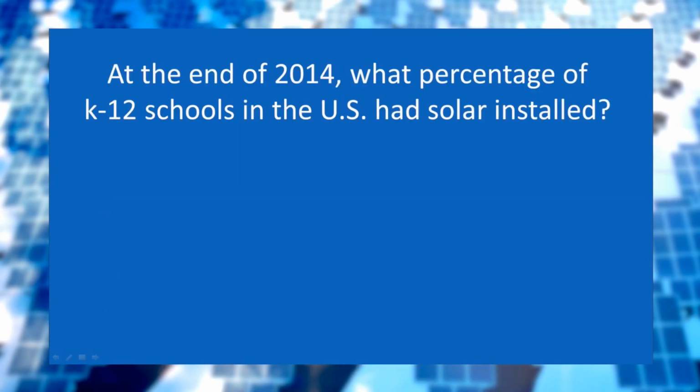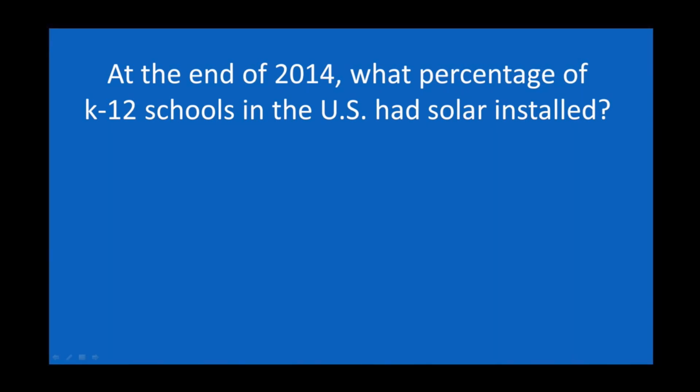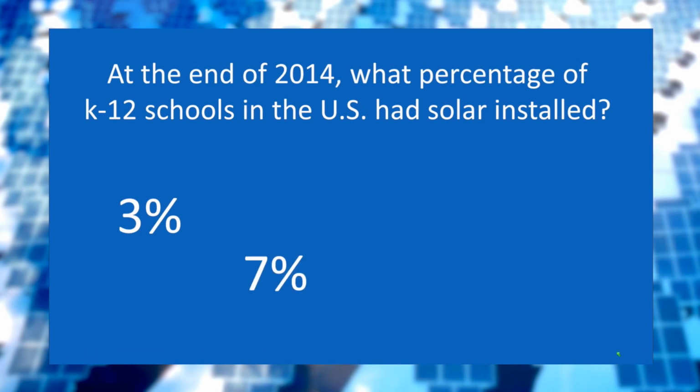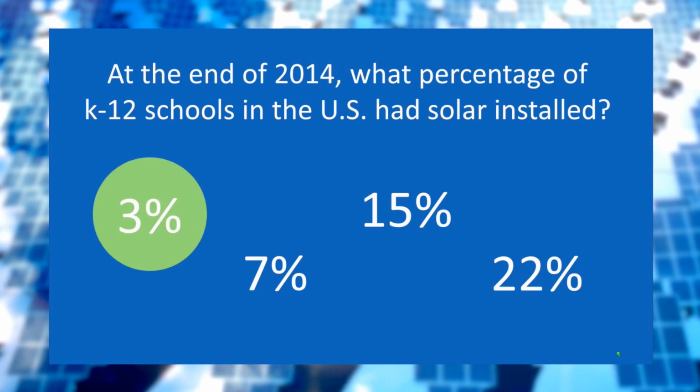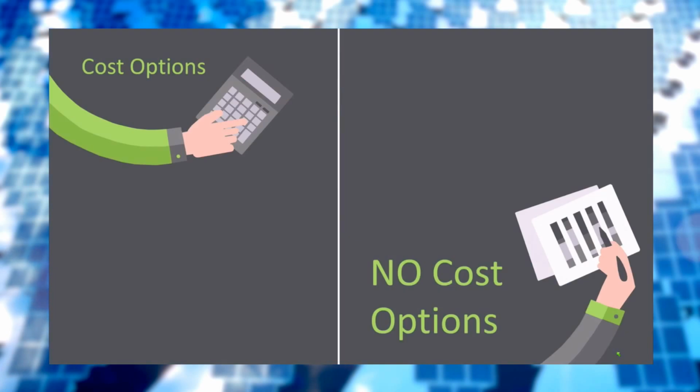With all this going for it, you might be amazed at the end of 2014, what percentage of all K through 12 schools in the US have solar installed. You might be shocked to see that actually only 3% of all schools in the United States at the end of 2014 had solar on site and were using solar to benefit their own programs. There's a lot of reasons for this, and one of the main ones, of course, is cost.